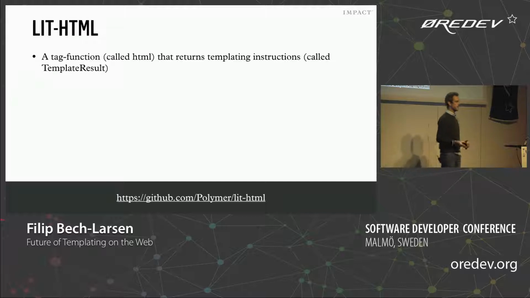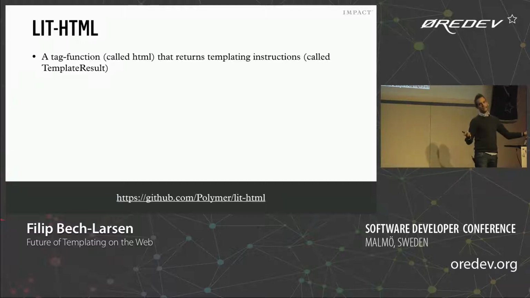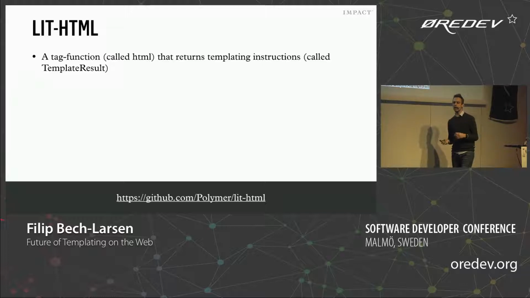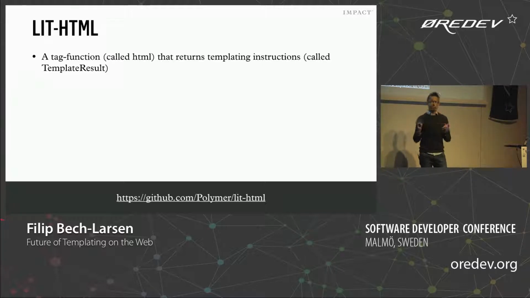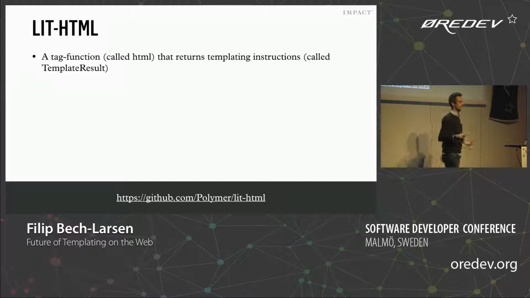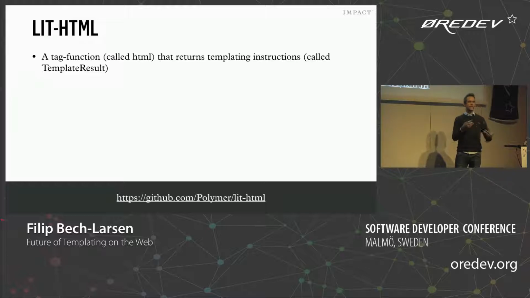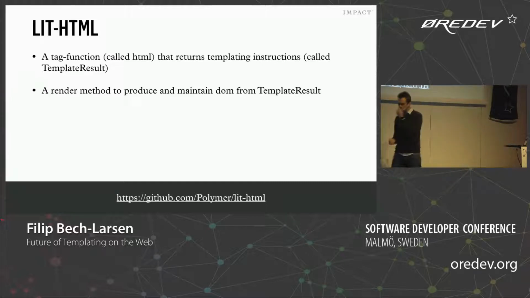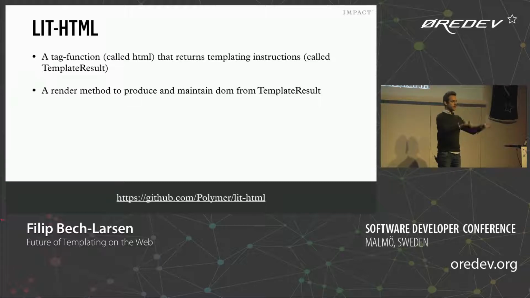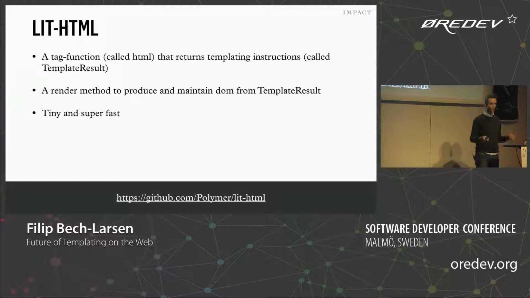And it's very simple. It's a tag function. It's called HTML. So it's an HTML tag that returns something that they call a template result, which you can think of as a set of instructions that you pass to the library, and then the library knows how to make those instructions into real DOM. So it's like an object, but it's like a set of instructions. And then it has a render method. The render method takes the template result and turns that into DOM and does it in the most efficient way you can think of. And then it's tiny and super fast.